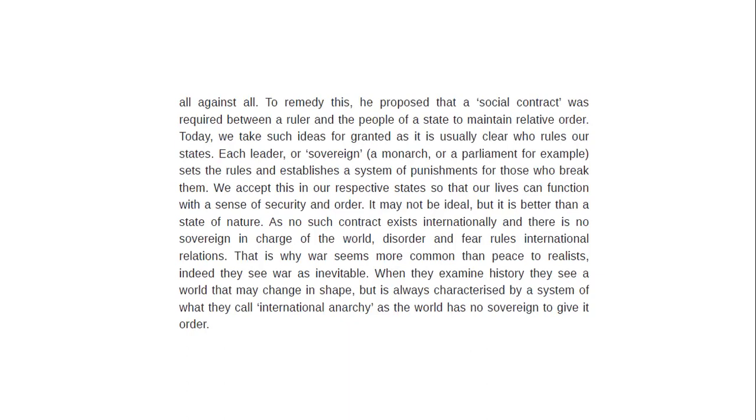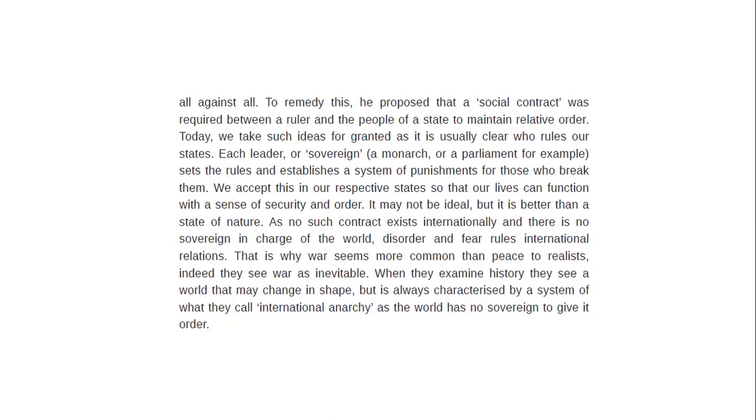To remedy this, or to fix this, he proposed that a social contract was required between a ruler and the people of a state to maintain relative order. Today, we take such ideas for granted, as it is usually clear who rules our states. Each leader or sovereign, a monarch or a parliament, for example, sets the rules and establishes a system of punishments for those who break them. We accept this in our own respective states, so that our lives can function with a sense of security and order.